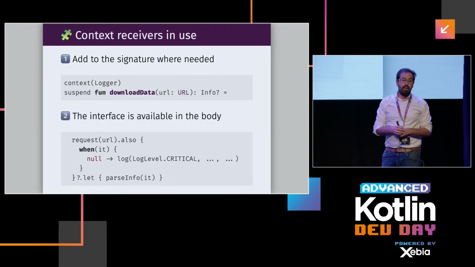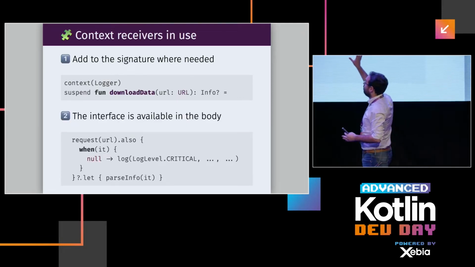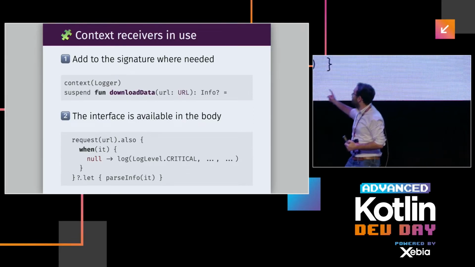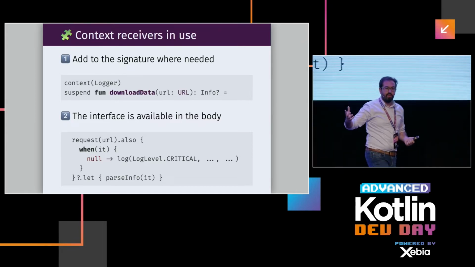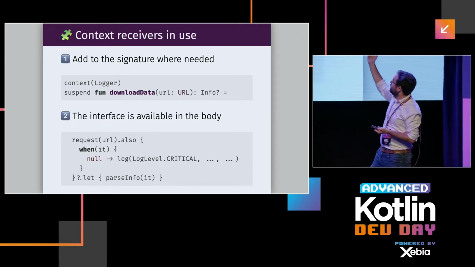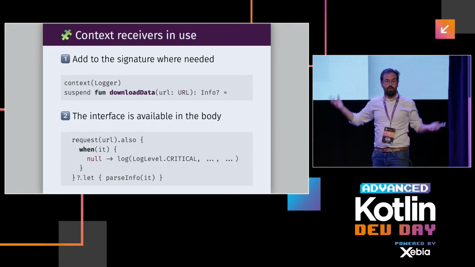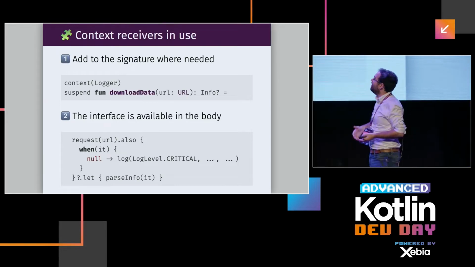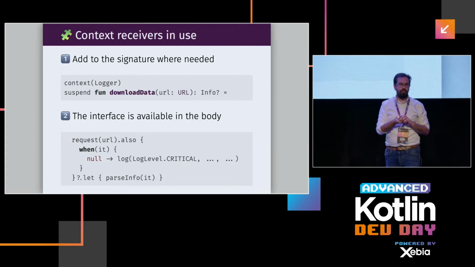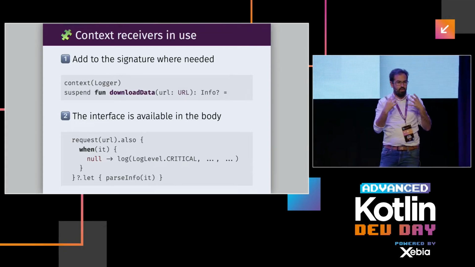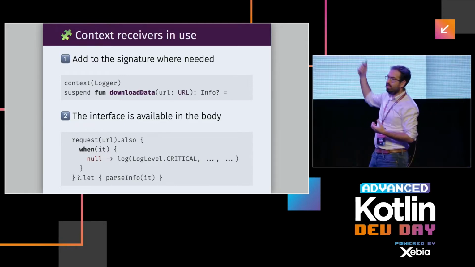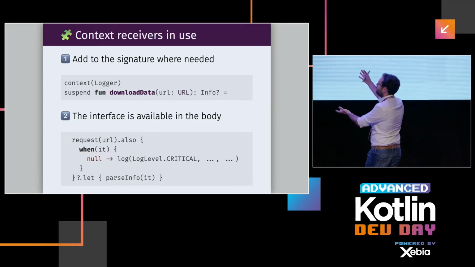And then magically the interface, so the logger, is available in the body of the function. As you can see here, I'm calling log. And this log is not coming from any extension, because there is no extension receiver. It's not coming from the surrounding class, because there is no surrounding class. It's actually coming from the context. It's something I'm calling from logger. And I will shortly go later on how it actually works, that you can call log inside of it. But that's the idea. Whatever is in the context is now available in your body.